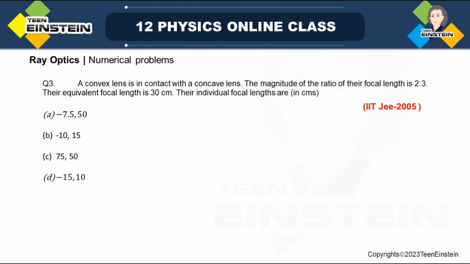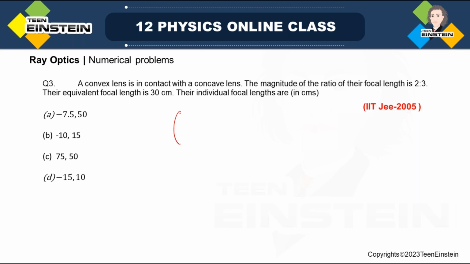So the question third, let us go to the question third. In this question it is said that a convex lens is in contact with a concave lens. The magnitude of the ratio of the focal lengths is given. Their equivalent focal length is 30 centimeter, which is also given. So this is a question from combination of lenses.